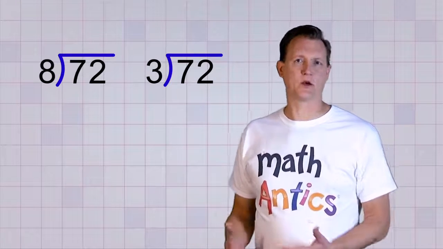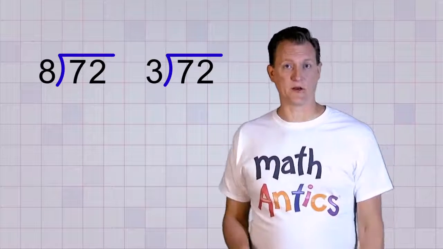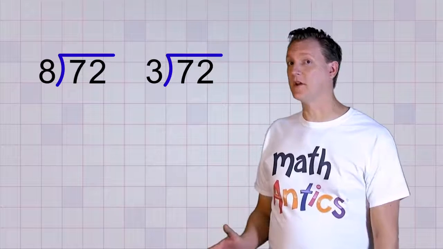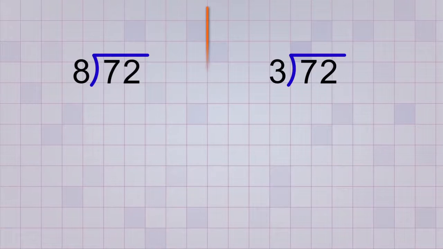These both look like the basic one-step division problems that you did in the last video, don't they? But as you'll see, one of them is actually a 2-step problem. Let's start with the first problem, 72 divided by 8.